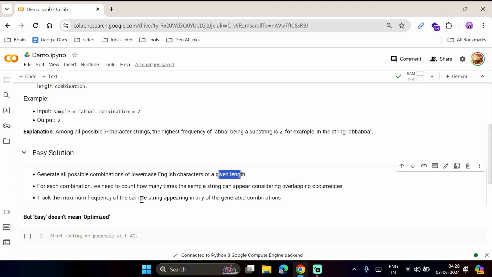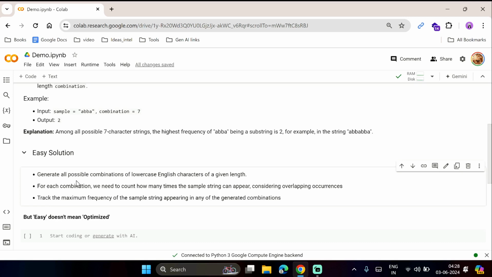So you put a counter as well, and you basically add one to it whenever you find, okay, this is the highest one that you are finding. So you need to basically find the maximum frequency. This is a brute force approach, and as I have mentioned here, easy doesn't mean optimized. This is not an optimized solution, and why that is so you can easily understand.